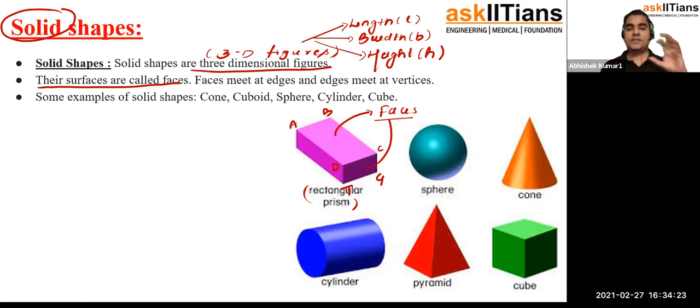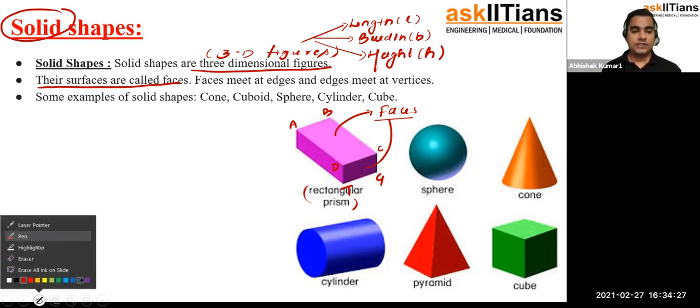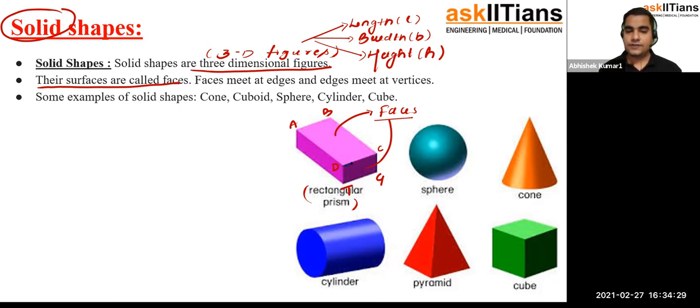And these faces, if you observe, they meet at edges. So let me highlight what edges are. So this is an edge. Clear? This DC is one of the edges. This AD is one of the edges. This AB is one of the edges. This BC is one of the edges.